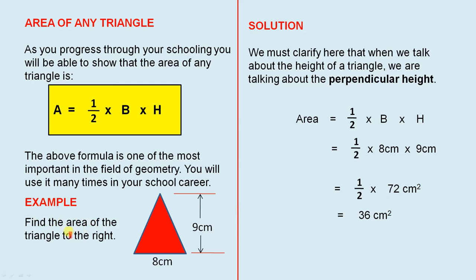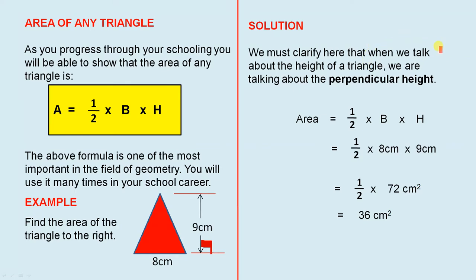Find the area of the triangle to the right. Now this triangle here does not have any right angles in it, but it has a base and it has a height. It's very important to realize here that the height is the perpendicular height. It's not the length of that side, it is the perpendicular height, which is at 90 degrees to the horizontal. Solution.